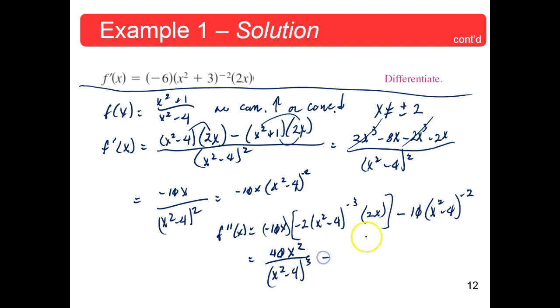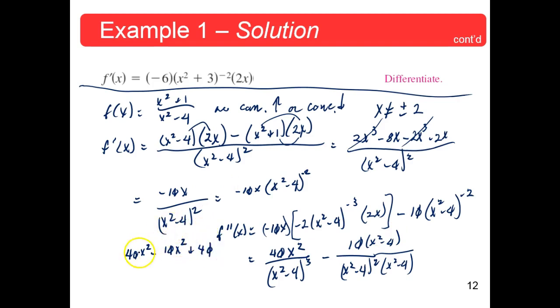The next term is pretty simple. Minus 10 in the numerator and an (x squared minus 4) squared there. Well, what we got to do is common denominator, so we're going to have to multiply this by another x squared minus 4 and multiply this by an x squared minus 4. Now, running out of room rapidly, so this gives us a 40x squared minus 10x squared, minus a minus is plus 40, over (x squared minus 4) squared.